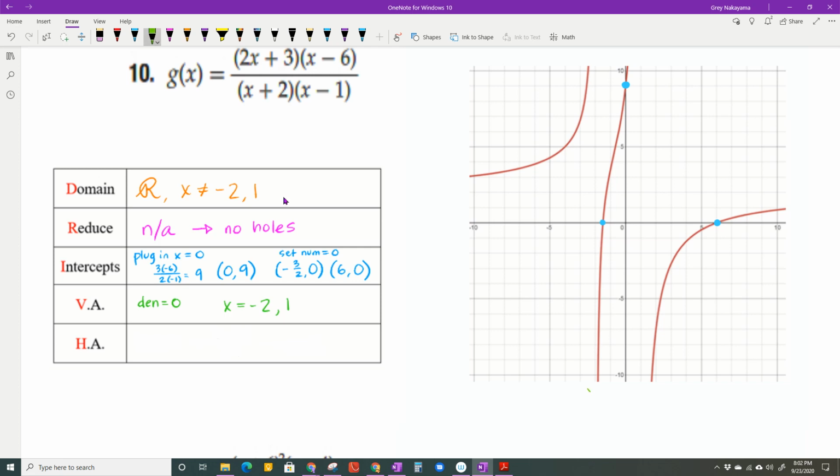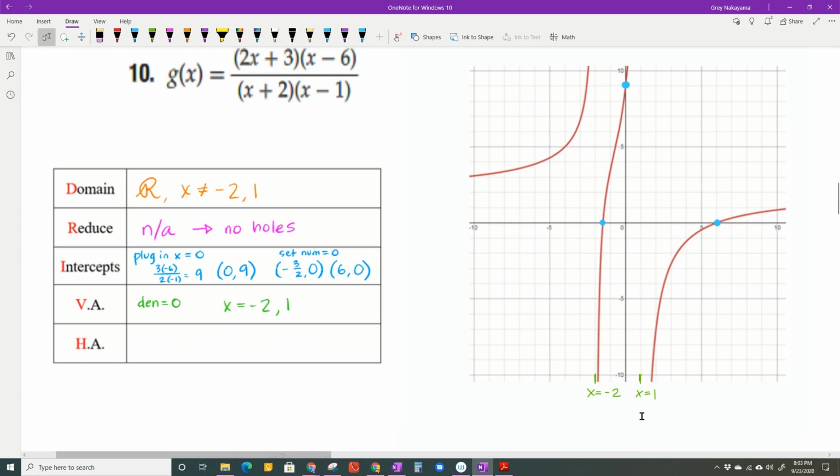This right here is x equals -2. If you were to follow that all the way up, you can see that this guy's going up and this guy's going down, and nothing's going to cross that. And the other one is at x equals 1, which is right here, and that looks like it's approaching it as well.